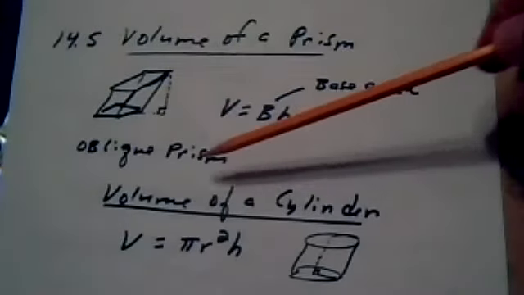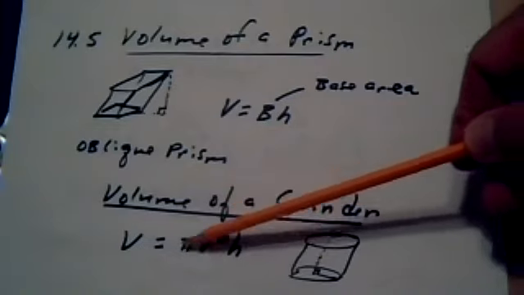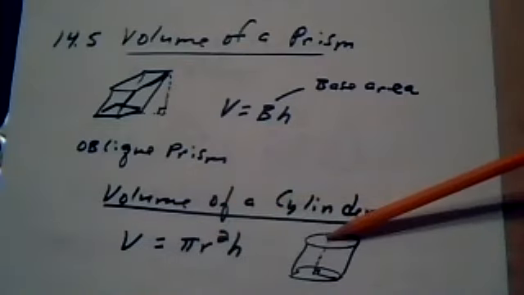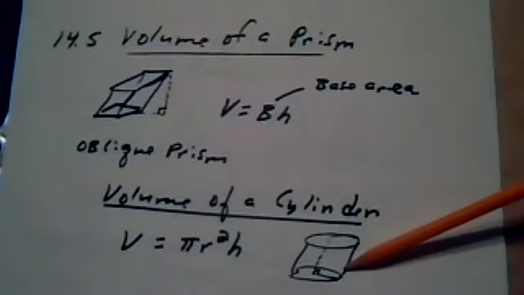Then we have the volume of a cylinder. Notice that pi r squared reminds us of the area of a circle. So the area of a circle times its height. This would be its height.